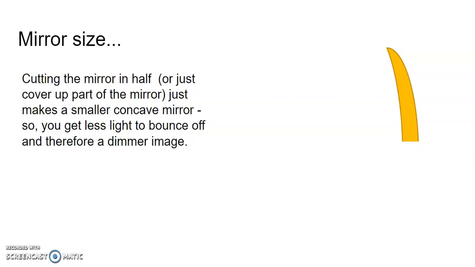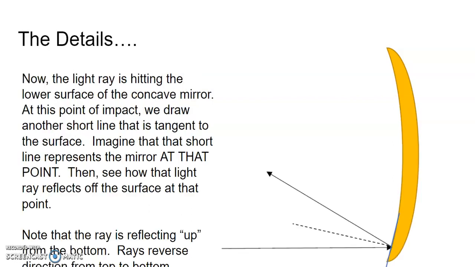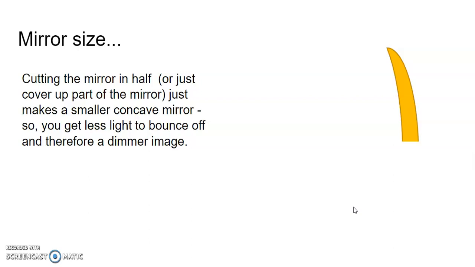However, one thing that's important to think about is if you actually cut the mirror in half, it might suggest that you don't get any of this, but in fact that's not the case. Cutting the mirror in half basically just gives you a smaller concave mirror, so you have less light to bounce off of the mirror and therefore a dimmer image. It doesn't change the physical characteristics of the mirror at all. If it's a concave mirror, it's still a concave mirror. If it has a particular focal point, let's say 10 centimeters, it still has the same focal point. But being half the effective diameter, you're going to get a much dimmer image.